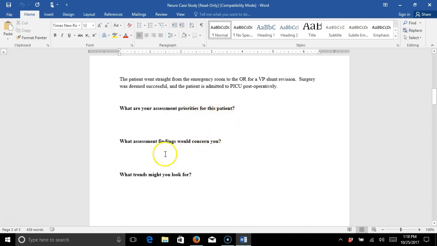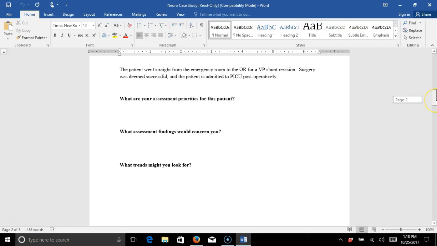So what are some of the assessment findings that would concern you? You know, looking at Cushing's triad and seeing what that does. Also, of course, just vital signs in general, pain, and all of his neural function. What trends might you look for? Well, you can look for vital signs changes over time. You can look for decreased level of consciousness and other neural changes.